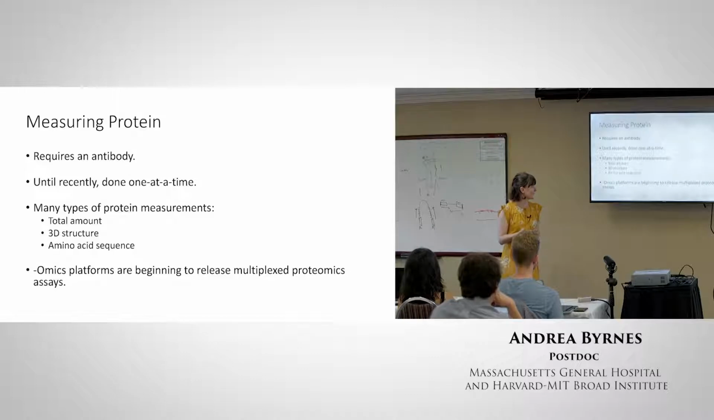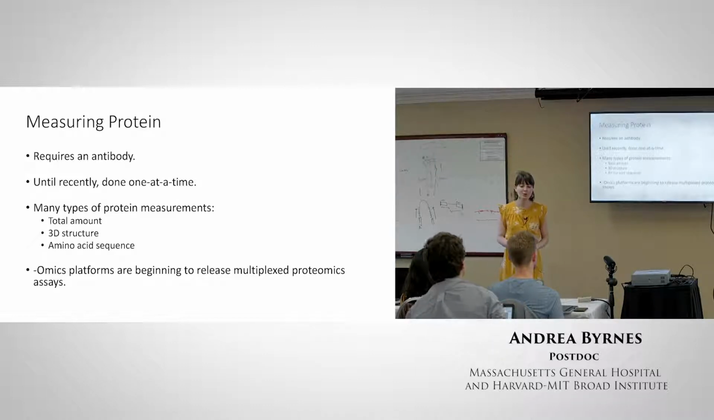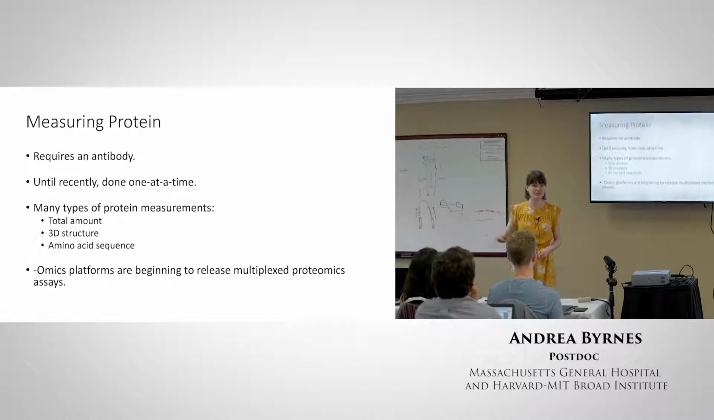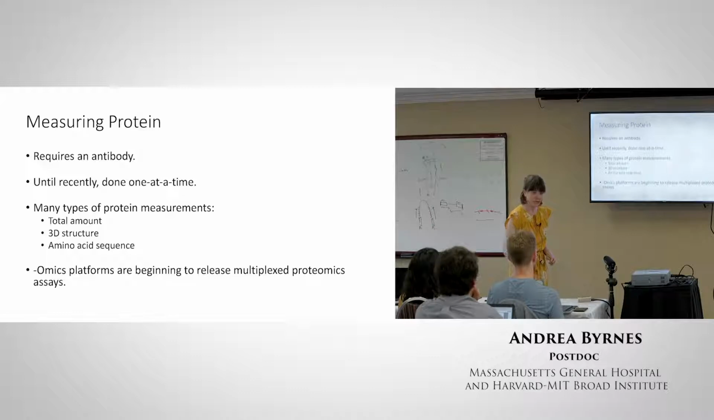And so the level at which we can multiplex our protein capture is far, far behind the other omics technologies. And very recently, these were done one at a time. There are lots of measurements that you want to look at: total amount, weight, 3D structure, and the sequence of amino acids. There are starting to be technologies that multiplex proteins, but these are on the order of thousands, whereas with SNPs, we are on the order of millions. So these technologies are starting to become available, but they're still very early days in comparison to the other omics that we've talked about. And I think that is all I have for you.